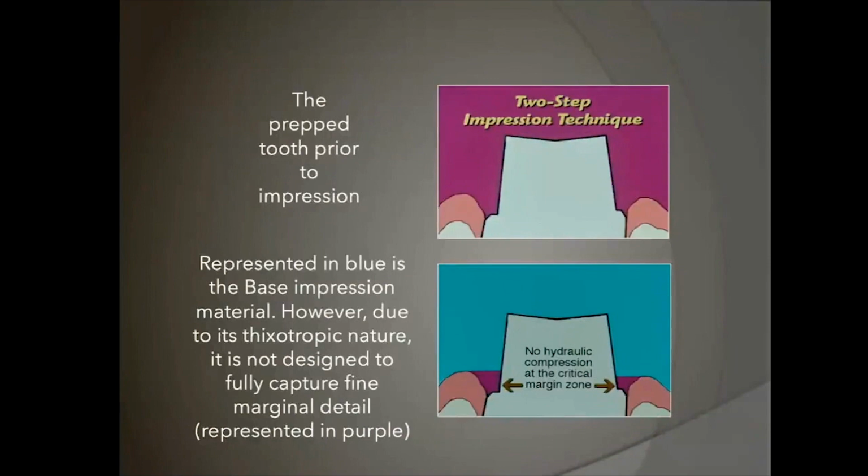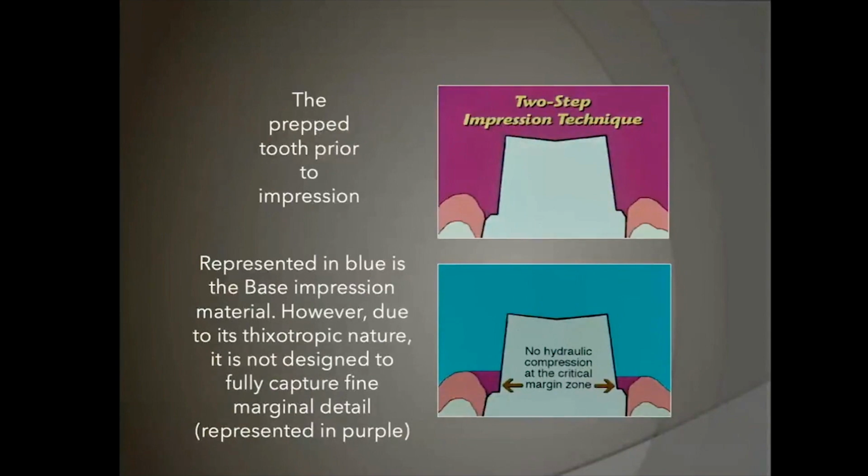So here we have the prep tooth prior to impressioning, and represented in blue is the base impression material. However, due to the thixotropic nature, it's not designed to fully capture fine marginal detail, which is represented in purple. So you're not going to get that fine margin when you first take the impression. And by the way, when we take these impressions, we use triple trays for the most part. You can use individual trays when it's a bridge case and you need opposing occlusion as well as occlusion on the opposite part of the arch.